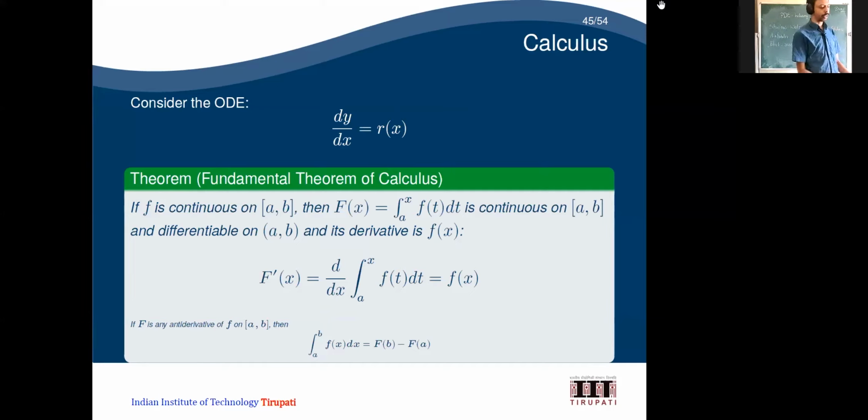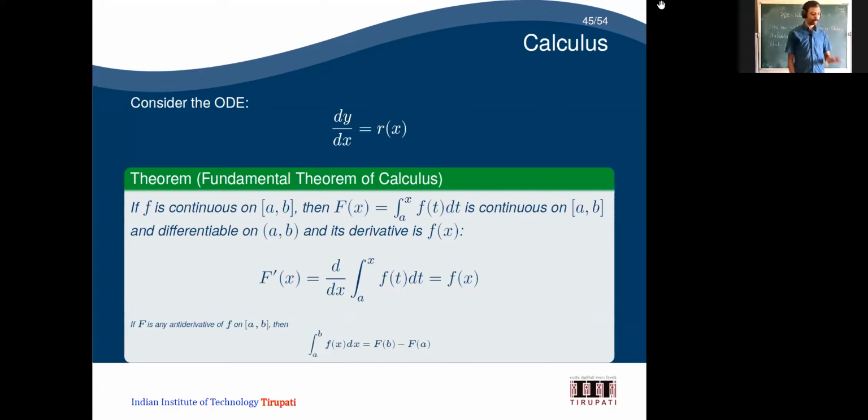Then it is continuous. This you might have seen in your analysis course. It is continuous on [a, b], and capital F of x is differentiable on (a, b), and its derivative is f of x. This is the fundamental theorem of calculus, and it says that F dash of x equals d by dx of the integral from a to x of f of t dt, which equals f of x. This is the underlying concept of almost all differential equations as well as partial differential equations.